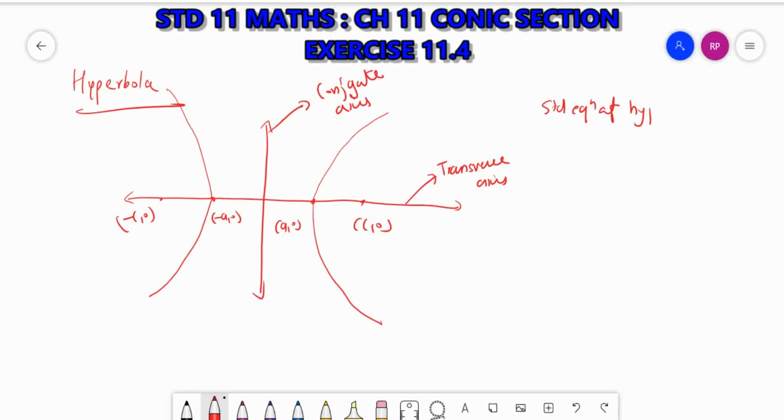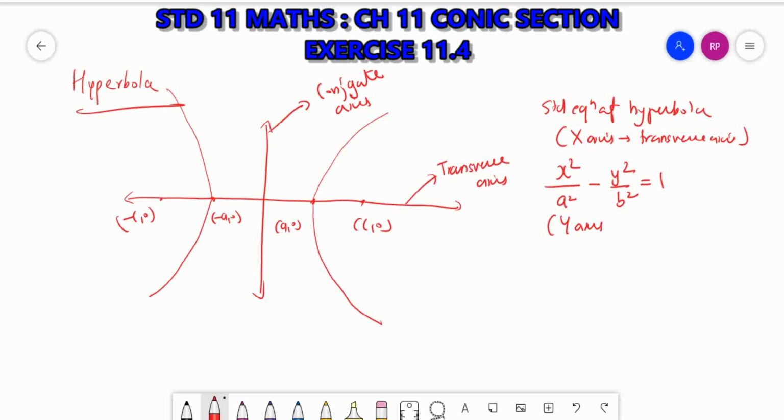hyperbola when x-axis is the major axis or transverse axis, then it will be x square by a square minus y square by b square equal to 1. Okay, remember if x-axis is the major axis or transverse axis, then the standard equation of hyperbola will be x square by a square minus y square by b square equal to 1.